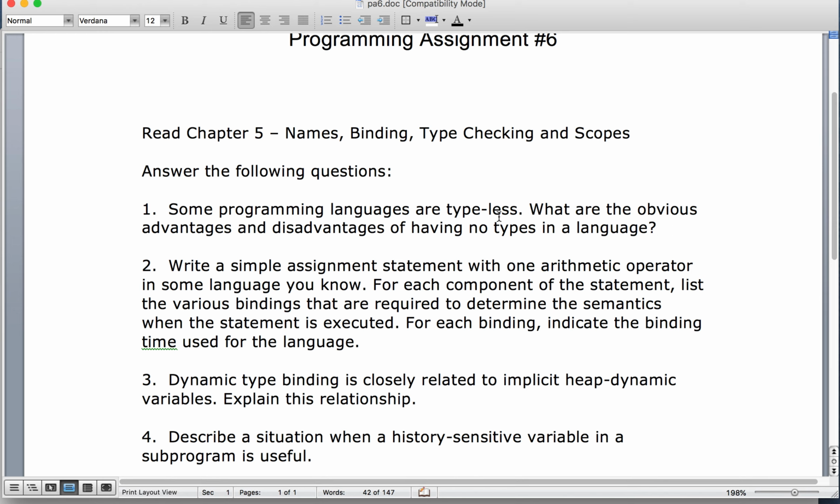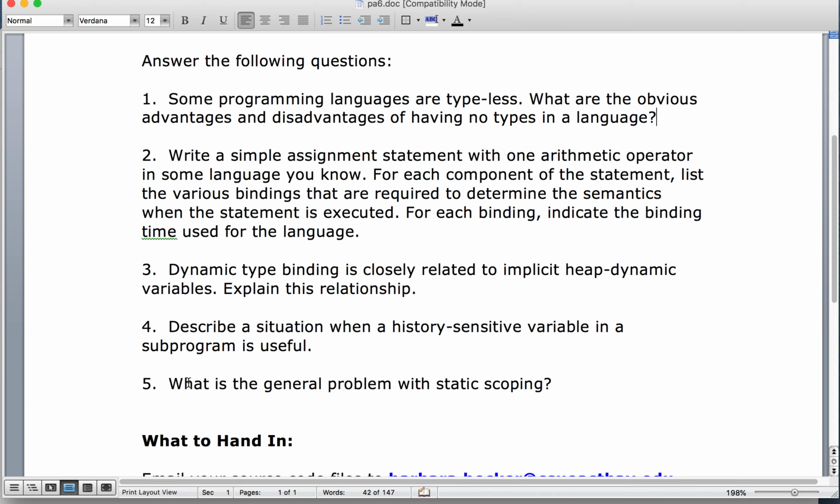You're going to get 5 points for the entire assignment. There's 5 questions. Each question is only worth 1 point each. And in some cases, it says, what is the general problem with static scoping? Is there a general problem with static scoping?